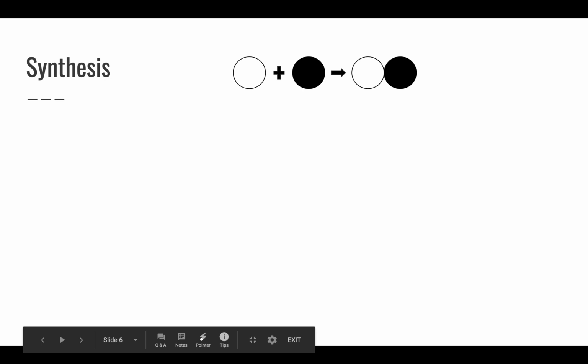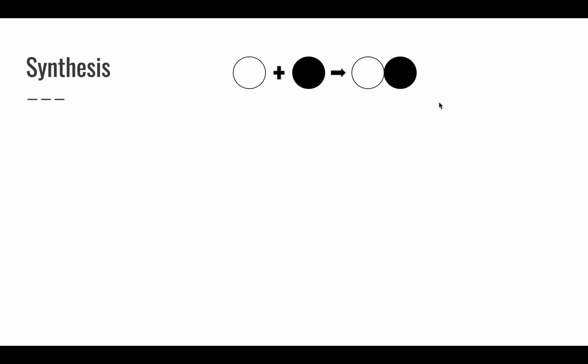So, synthesis, just plain and simple, you have a white circle plus a black circle, and at the end of the reaction, they're going to come together to form a compound. All right, so 2 simple circles come together to form 1 compound.